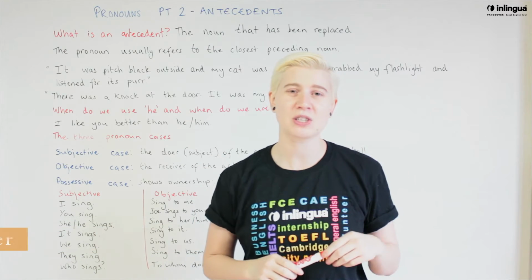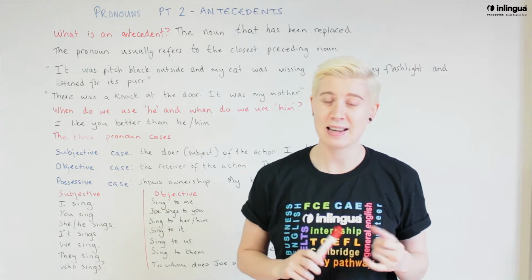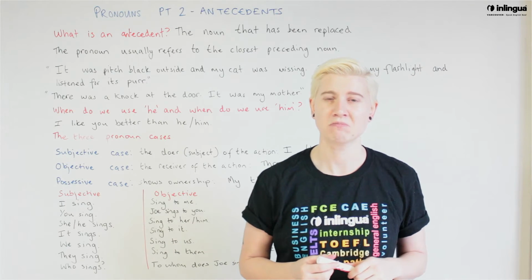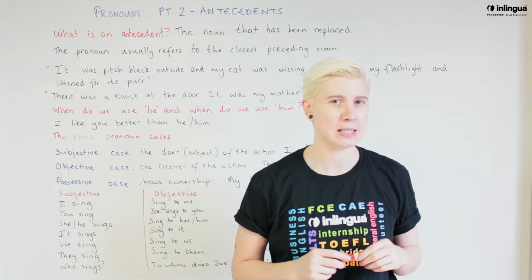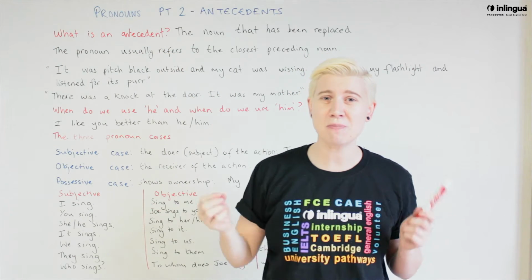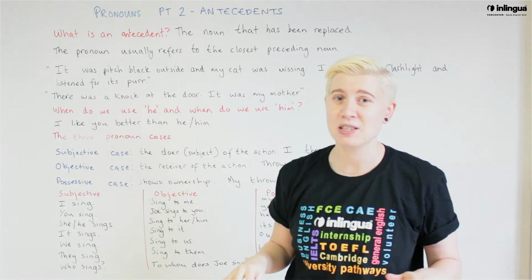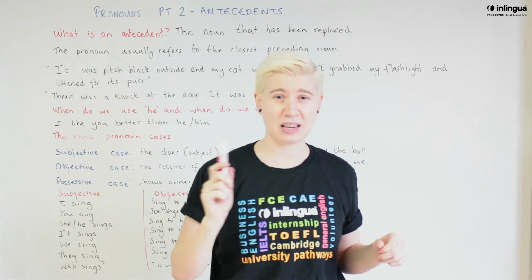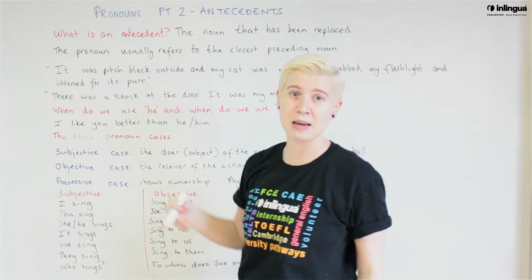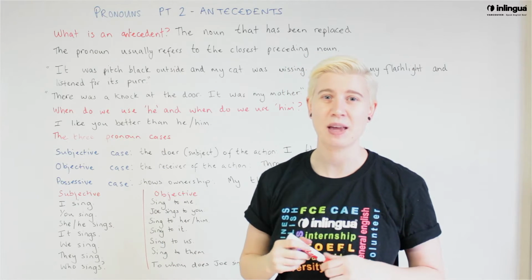So previously we discussed what a pronoun is and when to use it, and today we're going to look at antecedents and the pronoun cases that we use. So first of all, what is an antecedent? It's a long and confusing word, but it just means the noun that we are replacing, okay? The noun that has been replaced. So instead of saying Bob likes soccer, we say he likes soccer, and our antecedent would be Bob. Okay? It's the noun that we have sent away and replaced with a pronoun.